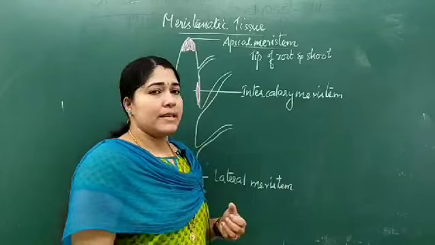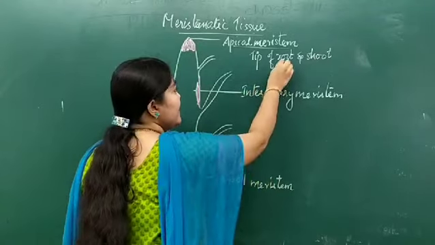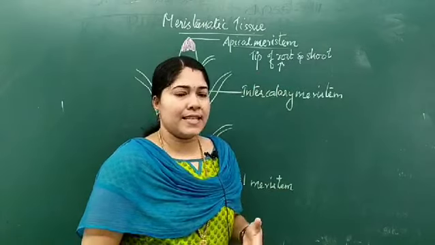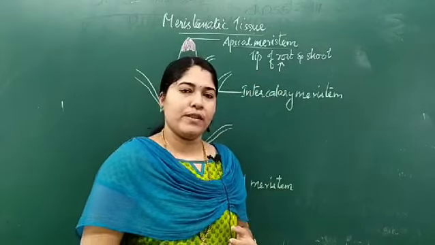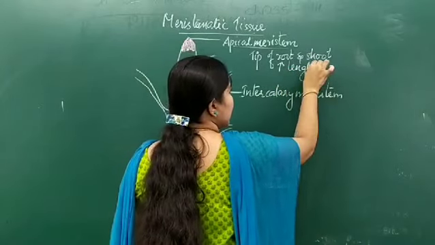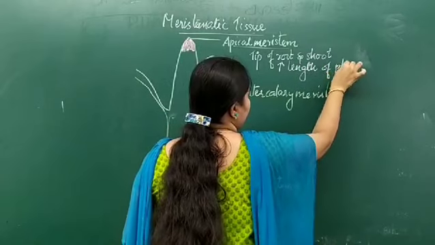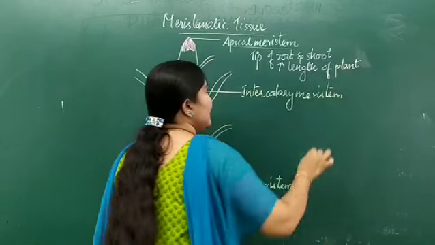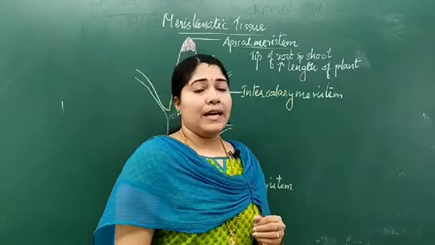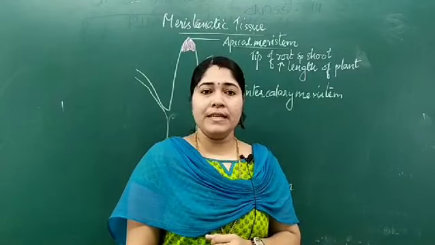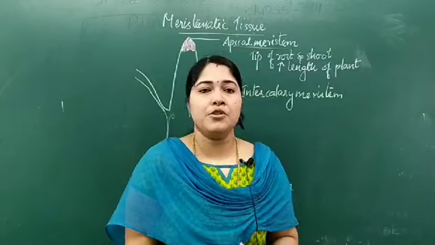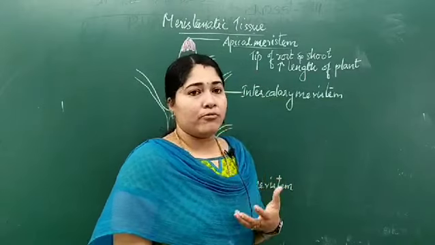And the function of this apical meristem is they increase. What is the function? I am putting the arrow up, which shows that they increase the length of the plant. So apical meristems are seen at the tip of the roots and shoot, and the main function of this apical meristem is they help in increasing the length of the roots and shoots. Okay, length of the plant.